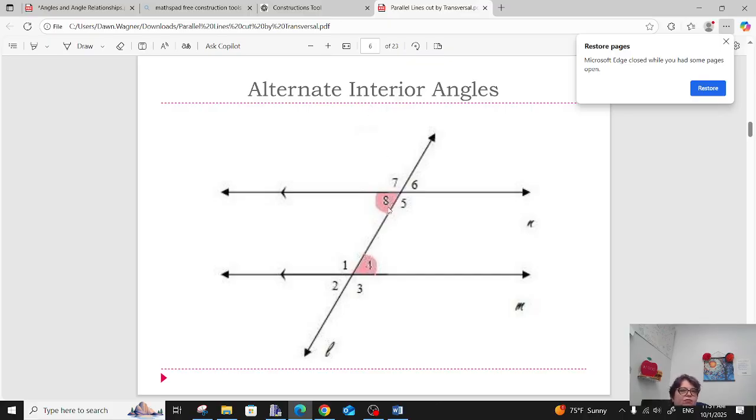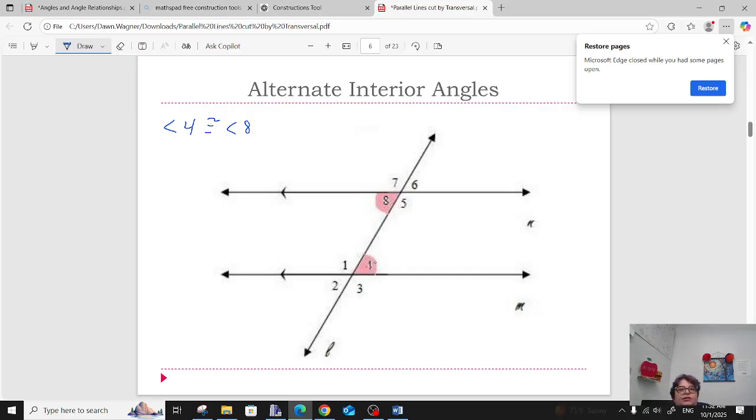Alternate means they cross over the transversal, and one is up and one is down. So 4 and 8 are alternate interior angles. They also are considered congruent. If I measured them, they would be congruent, which means that these two angles would have the exact same measures. So if this was 40 degrees, what would this over here be?